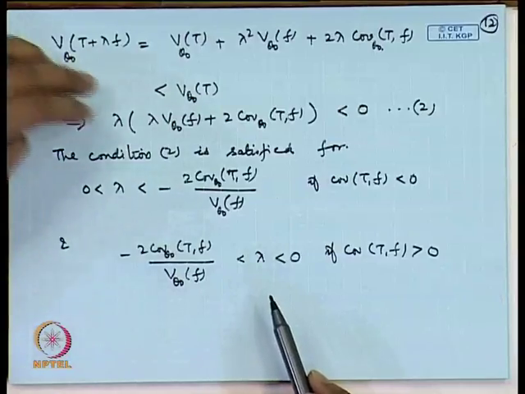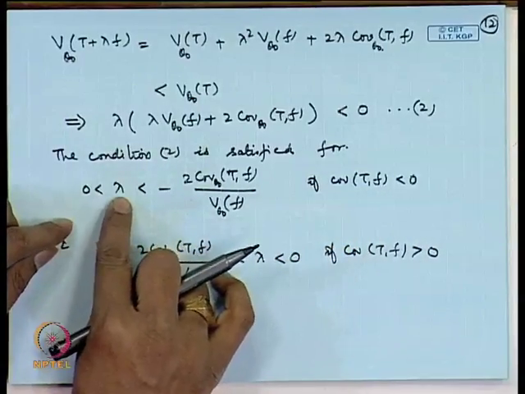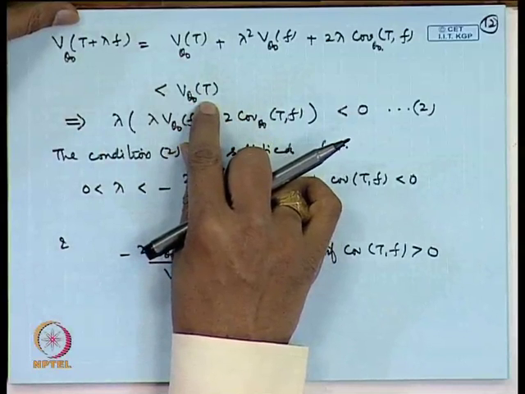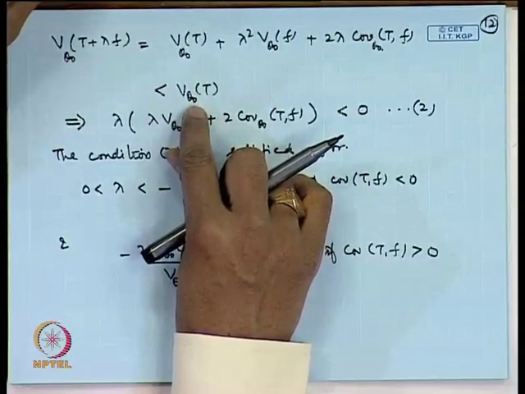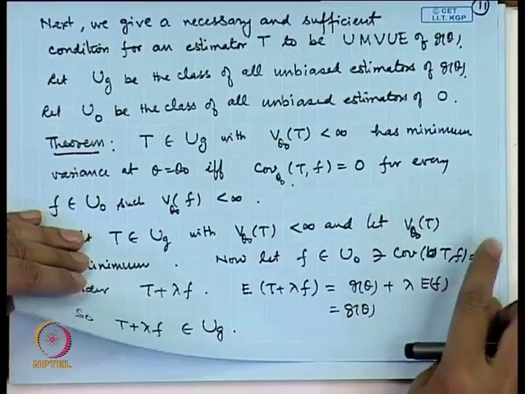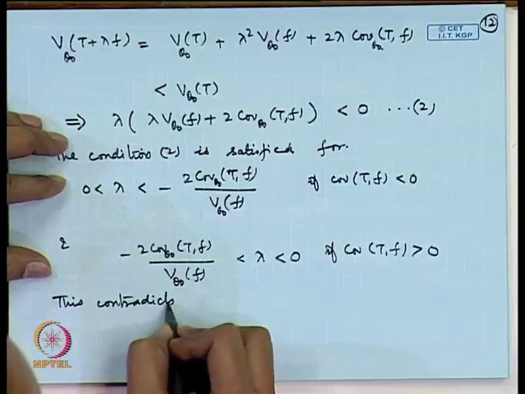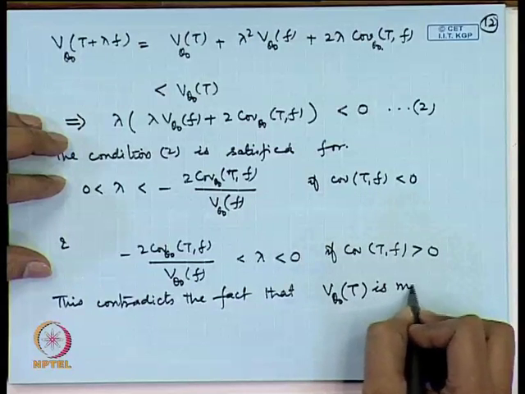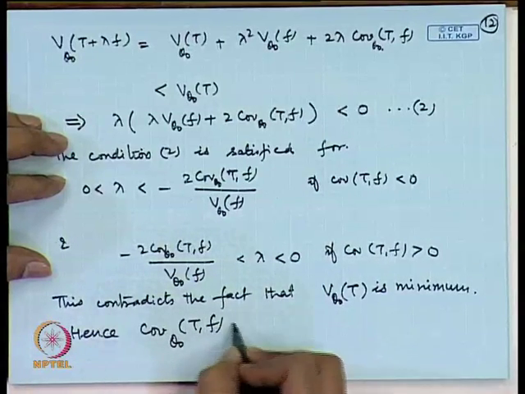That means, whatever be the value of covariance between T and f, whether it is positive or negative, I am able to obtain a range of lambda values such that the variance of T plus lambda f is less than variance of T. This is a contradiction to the fact that I assumed that variance of T is minimum at theta naught. So, where is the mistake? The mistake is that I am assuming that covariance between T and f is not 0. So, this is wrong. So, this contradicts the fact that variance at theta naught of T is minimum. Hence, we must have covariance between T and f equal to 0.